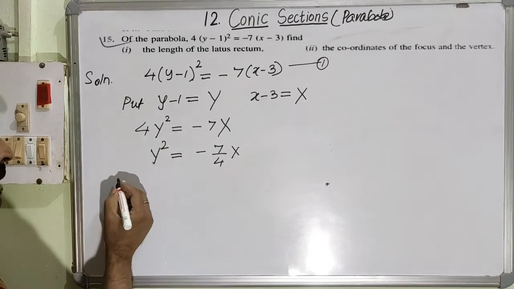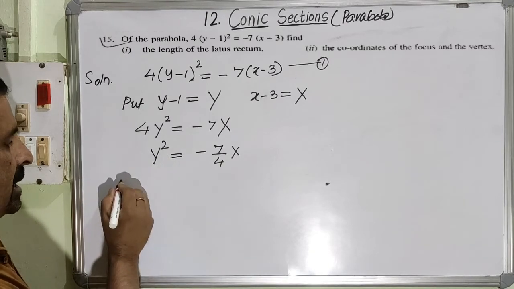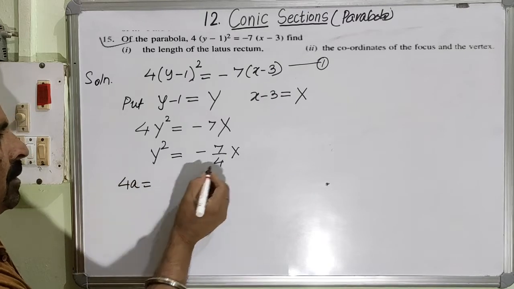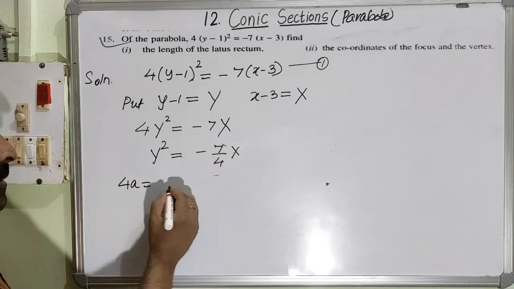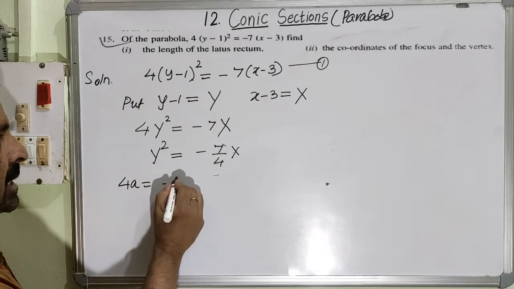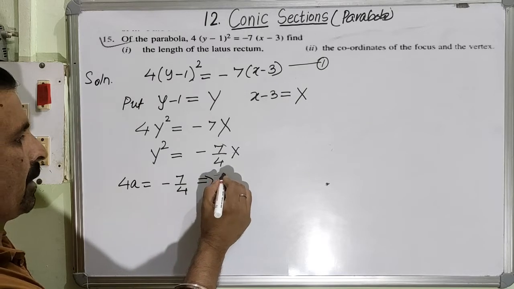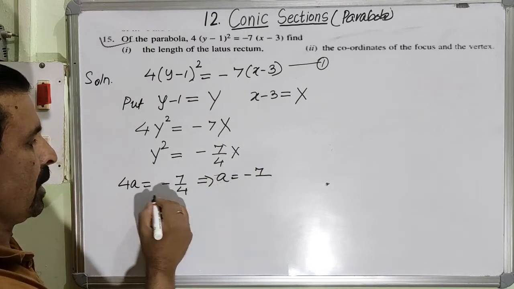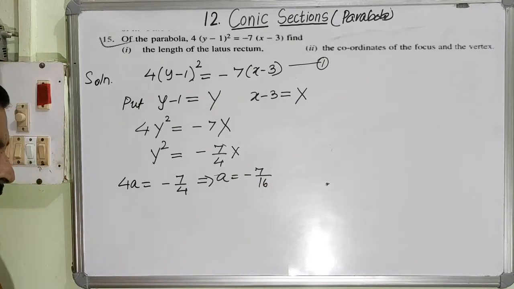Now since this is left hand parabola, we can calculate the value of latus rectum. You know that latus rectum used to be 4a is equal to this value. So this is equal to minus 7 over 4. And this implies the value of our a we will get is minus 7 over 4 will go down. So 4 4s are 16. The value of a we got is minus 7 over 16.